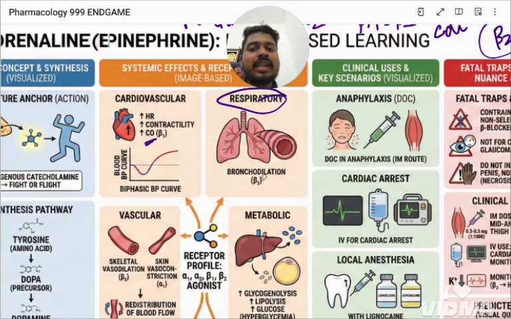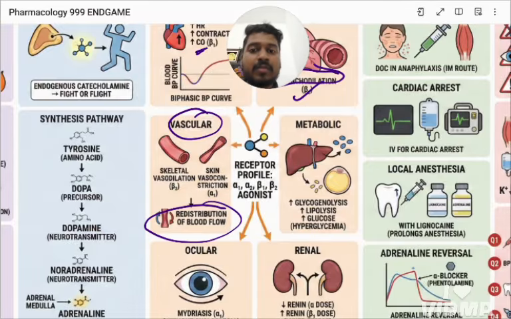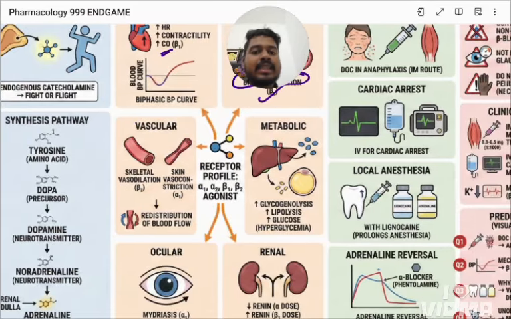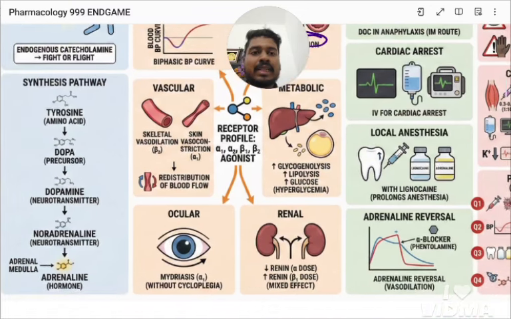What happens in the respiratory system? There is beta 2 activity of ADR, hence it causes bronchodilation. What happens in the vascular system? I told you, beta 2 causes skeletal vasodilation in skeletal blood vessels, and in skin it causes vasoconstriction via alpha 1 action. So there is something known as redistribution of blood. Next, under beta 3: the beta 3 receptor stimulates increased glycogenolysis, increased lipolysis, increased glucose and so on. So basically the body is preparing you to fight against some external stimulus.